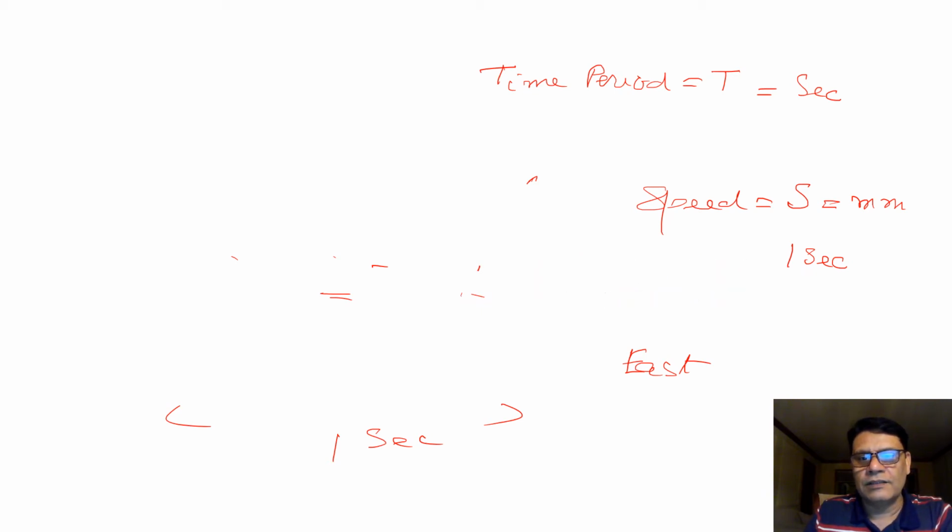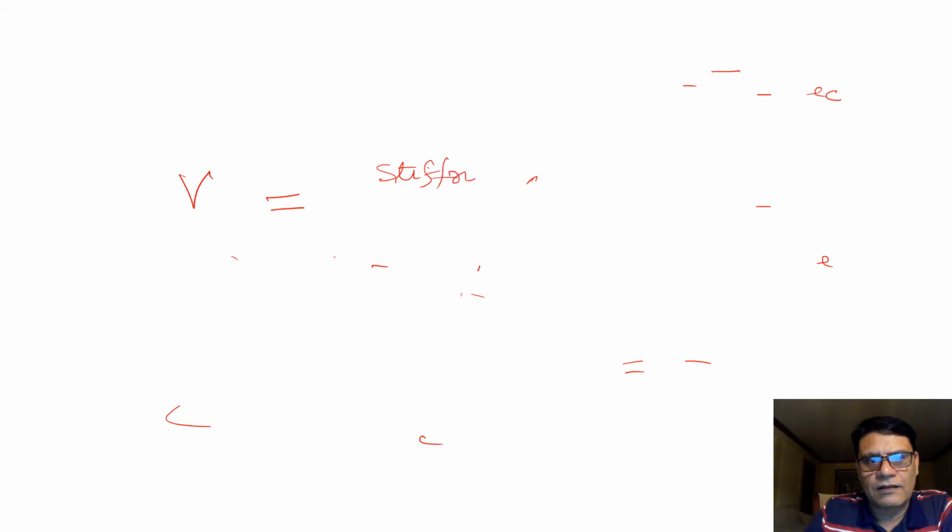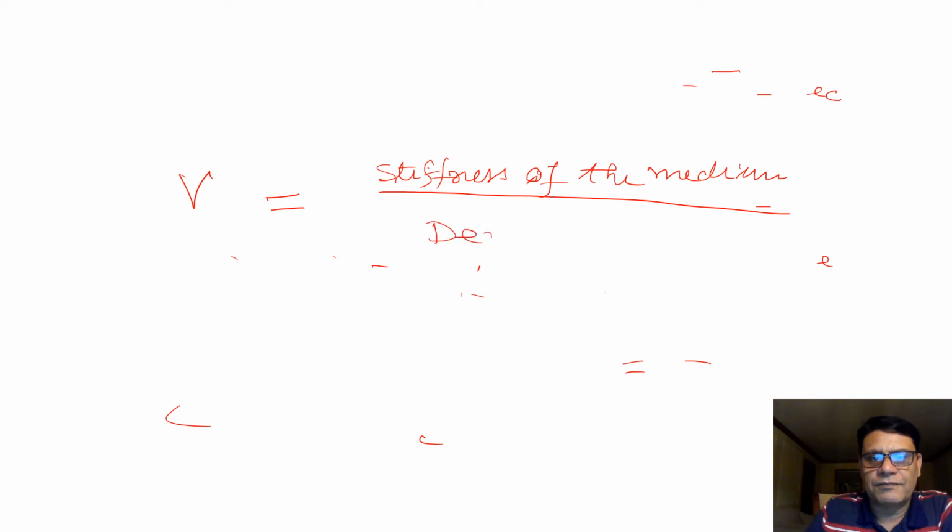And we will come across this term when we discuss medium. So the velocity of sound waves depends upon the stiffness of the medium and the density of the medium.